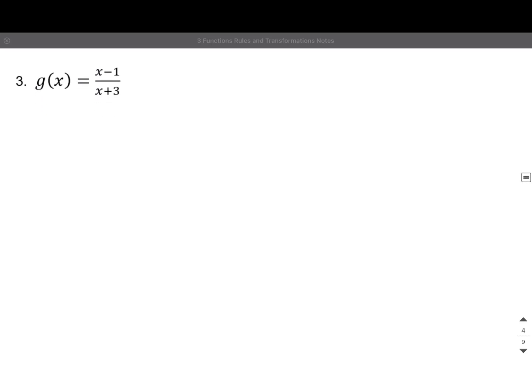Here we go. g of x is the function x minus 1 over x plus 3. This is not one you want to do with the 4H method. First thing we do is we change the g of x to y. So we know, first thing we do is we switch x and y. So to find the inverse, we switch the x and y. So it's x equals y minus 1 over y plus 3. Now the next thing we're going to do is we're going to solve for y.